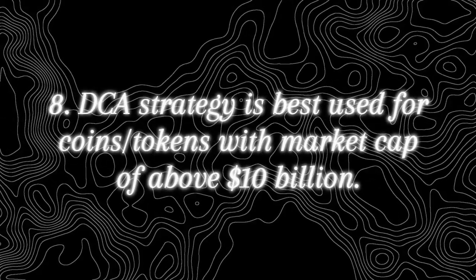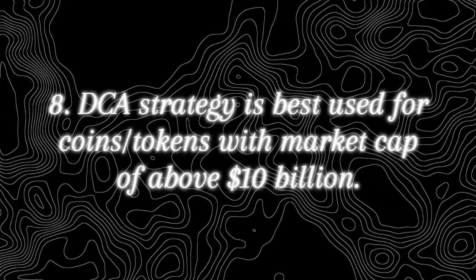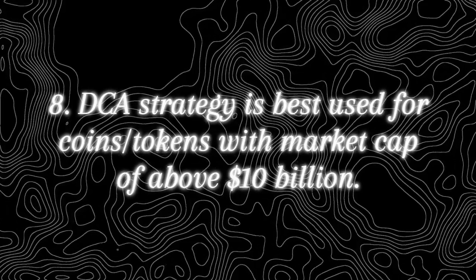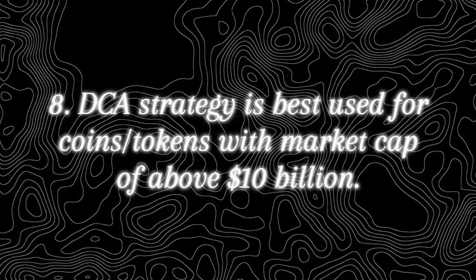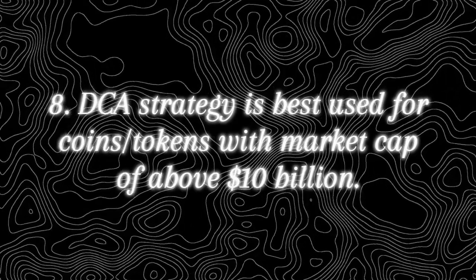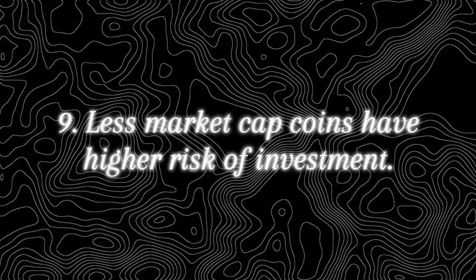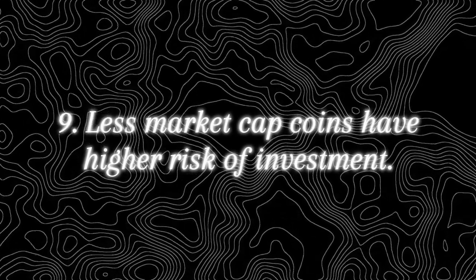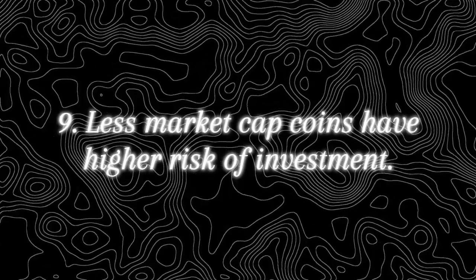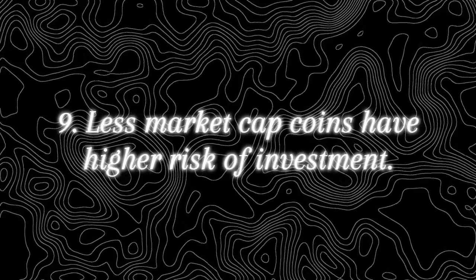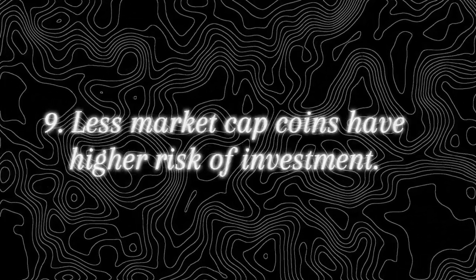9. The DCA strategy is best used for coins or tokens with market cap of above 10 billion. They provide lower risk, coins like BTC, ETH, XRP, but it's up to your discernment. 10. Less market cap coins have higher risk of a complete dump or price downward movement with no recovery. Hence the higher risk of using the DCA investment strategy for these coins or tokens.